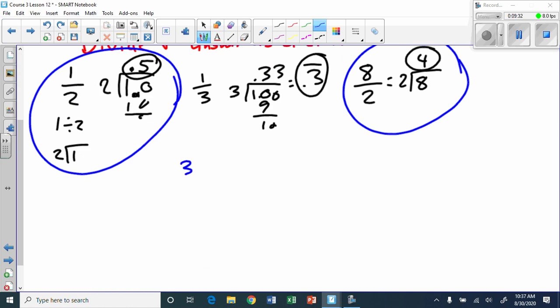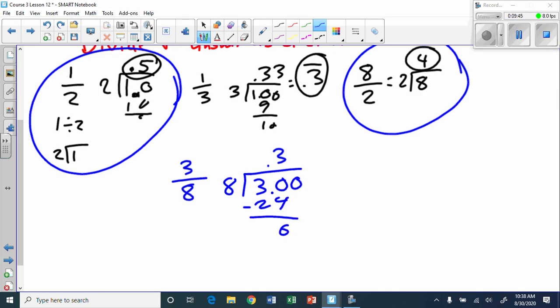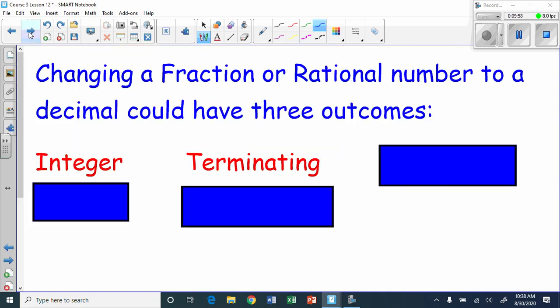I'll show you one more of those, 3/8. 3 divided by 8, add a decimal. 8 goes into there twice, 16, 3, which is 24. Subtract 6, I got to add a 0, bring it down. 7, 56, subtract 4, add a 0, bring it down. And you can see it ends. That's a terminating decimal.